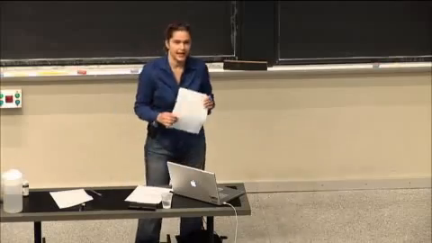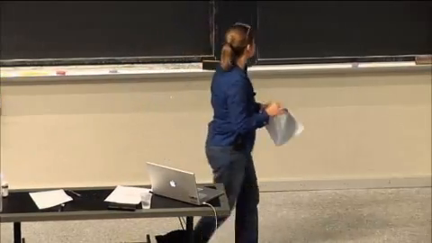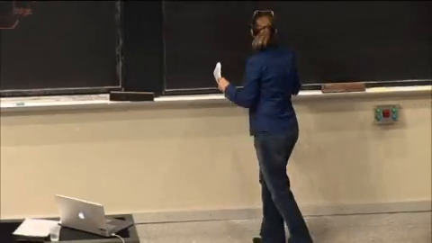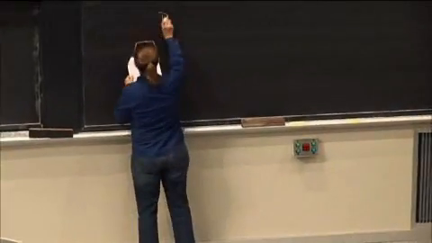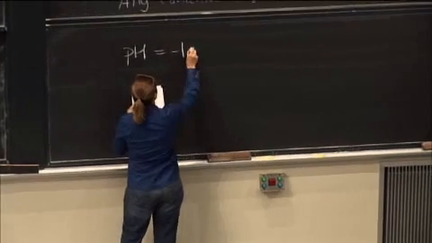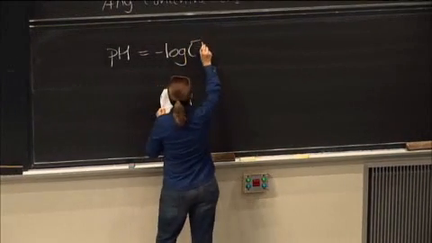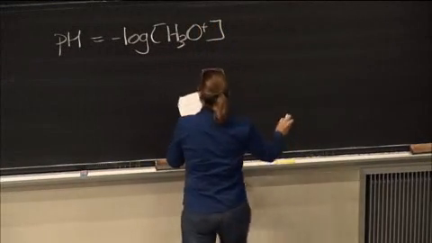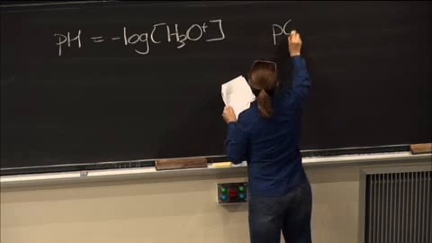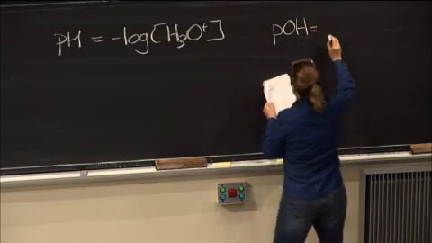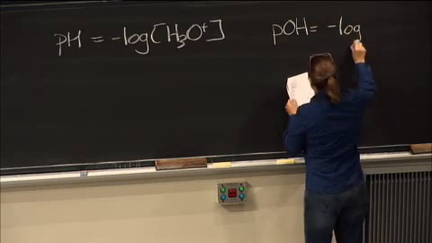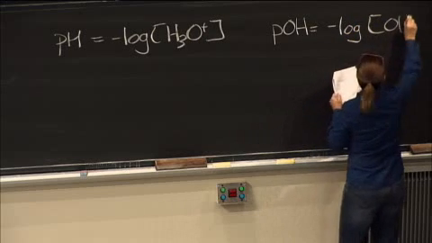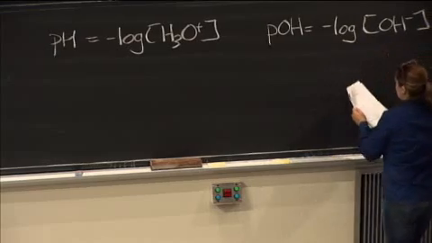All right. So let's look at the pH function now. So what does pH equal? So pH is equal to the minus the log of the hydronium ion concentration. And let's also talk about pOH, and that's equal to minus log of the hydroxide ion concentration.